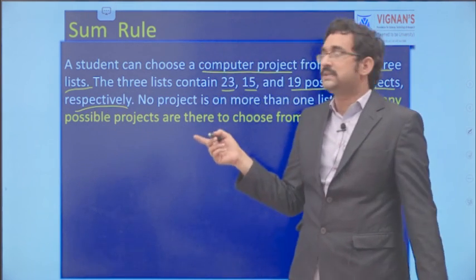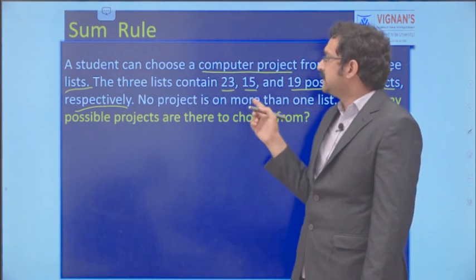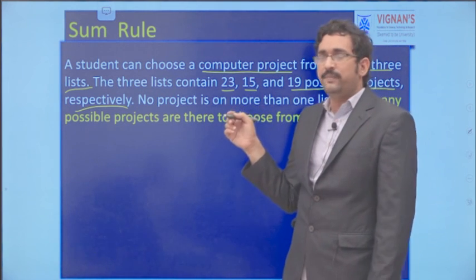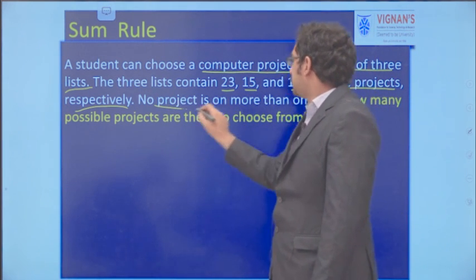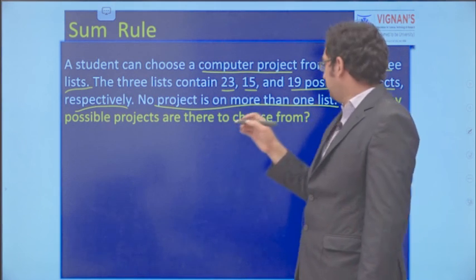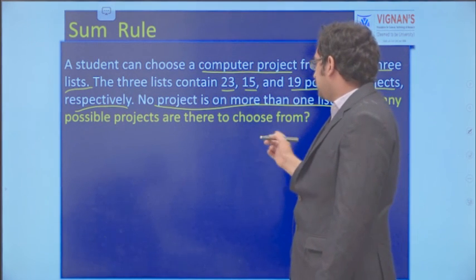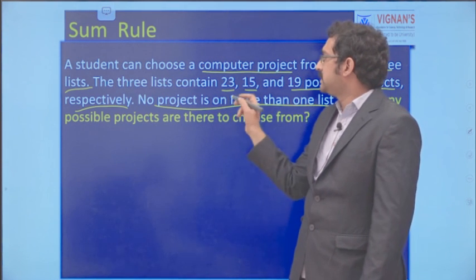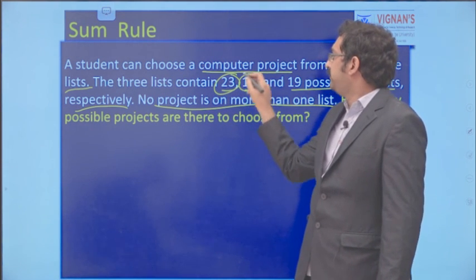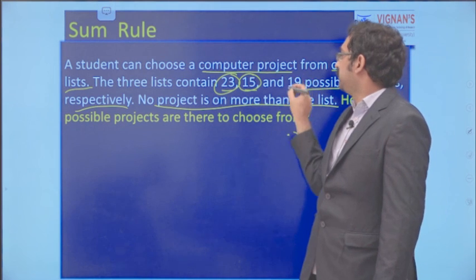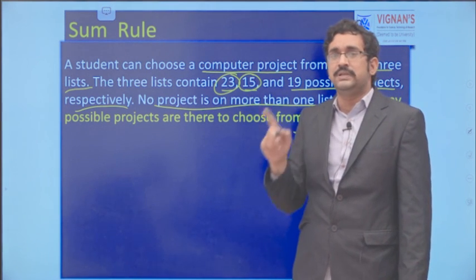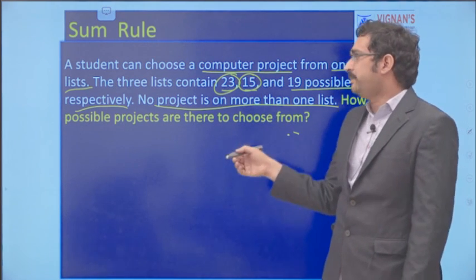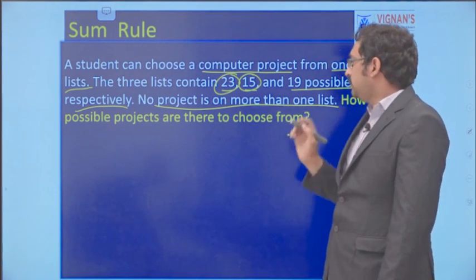That means the first list contains 23 projects, the second list contains 15 projects, and the third contains 19 projects. No project is common to any list. Then how many possible projects are there to choose from? Students choose only one project from these three lists, so we have to find how many possible projects there are to choose from.